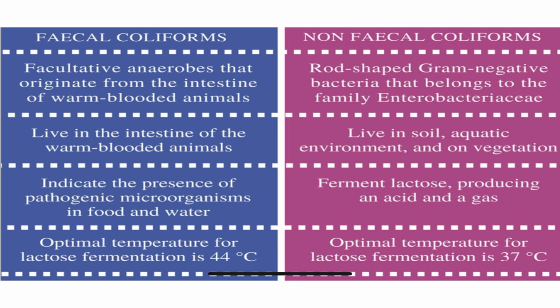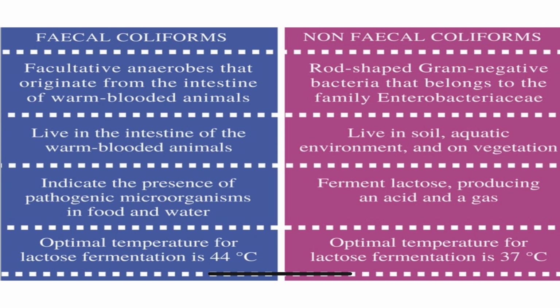Fecal coliform are facultative anaerobes that originate from the intestine of warm-blooded animals, while non-fecal are rod-shaped gram-negative bacteria belonging to the family Enterobacteriaceae. Like I told you, fecal coliform live in the intestine of warm-blooded animals, and non-fecal live in soil, aquatic environments, and on vegetation. Fecal coliform indicate the presence of pathogenic microbes in food and water, and non-fecal ferment lactose producing acid and gas. The optimum temperature for lactose fermentation is 44 degrees Celsius for fecal coliform and 37 degrees Celsius for non-fecal.